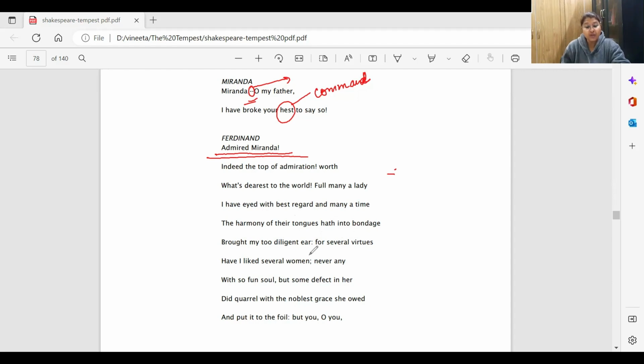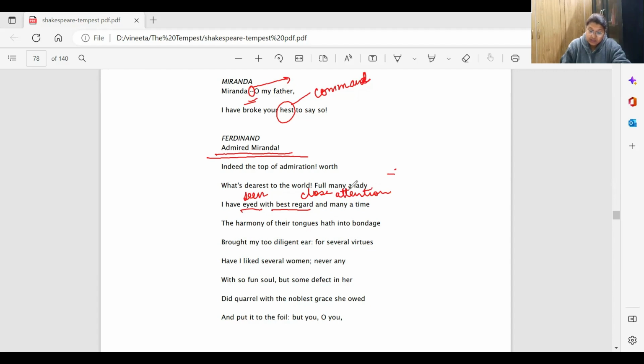Now he tells further. He says, full many a lady I have eyed. I have eyed means I have seen with best regard. With best regard means with close attention. I have seen so many ladies with close attention. You know, I have paid attention to them. I have seen them closely.